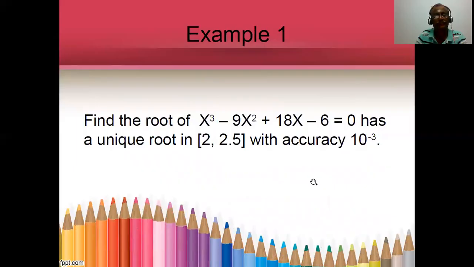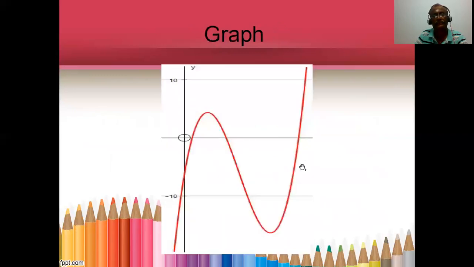Now we take an example. Find the root of the equation x cube minus 9x squared plus 18x minus 6 equal to 0. Now we find the sign change. If you put x equal to 0, the value is negative, so f of 0 is negative. If you put x equal to 1, it is also still negative. And the root is between 2 and 3, when f of 2 is negative and f of 3 may be positive.